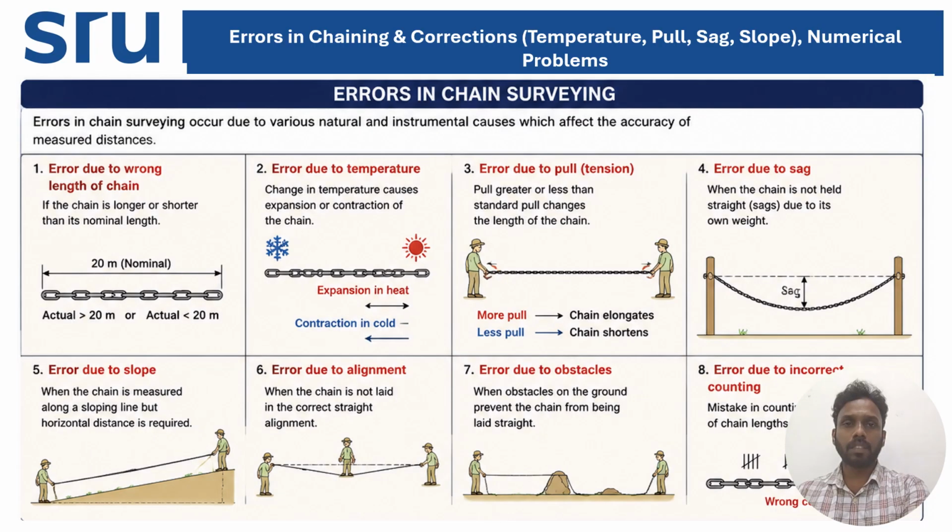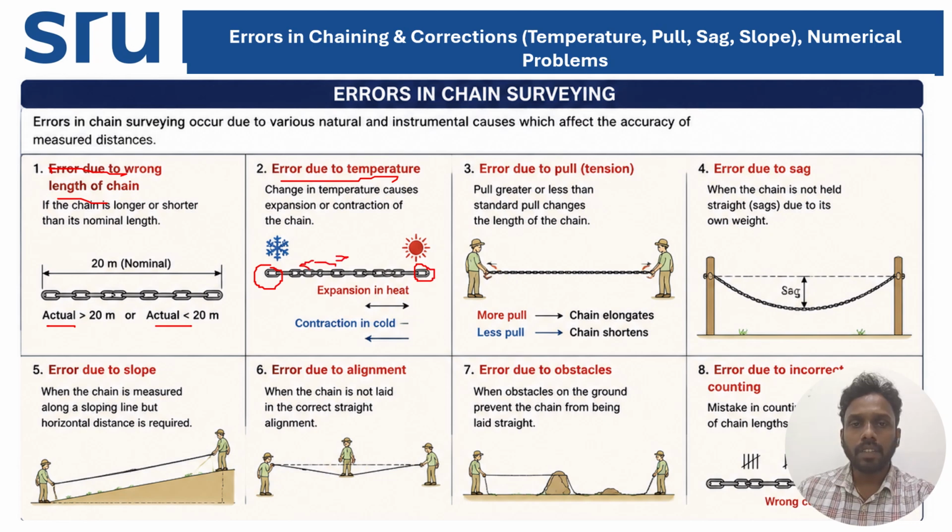We'll see a diagrammatic representation now, right? So as I said, error in chain length, right? So here you can see this is a 20-meter nominal chain. But if your actual length is greater than 20 meter or less than 20 meter, that is an error due to chain length. Then error due to temperature, as I said, your chain is made up of steel. During high temperature, your steel will elongate, right? During low temperature, your steel will contract. Then this leads to variation in your measured chain length.